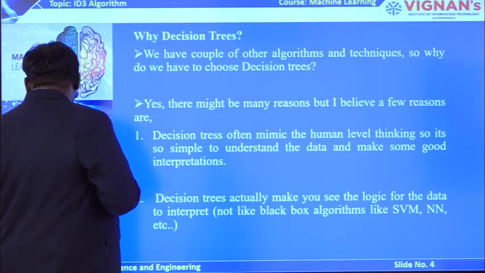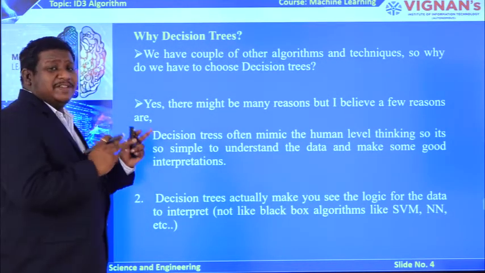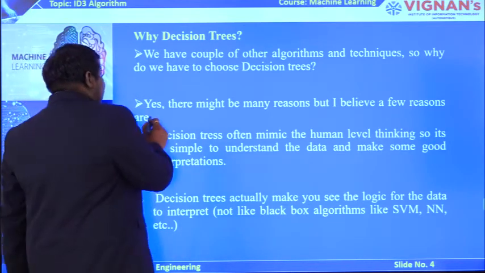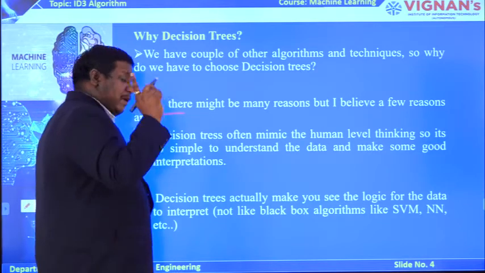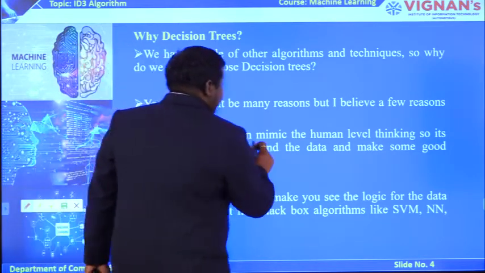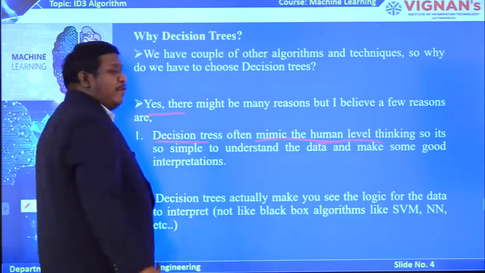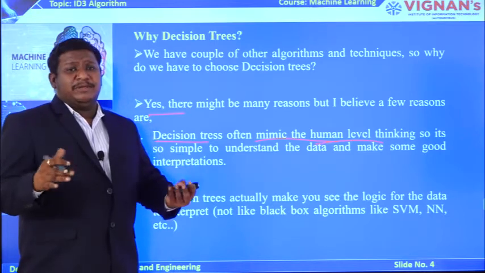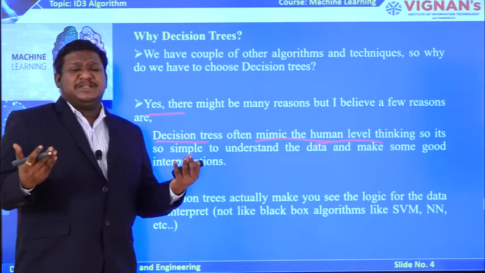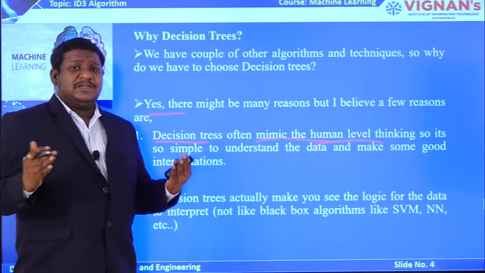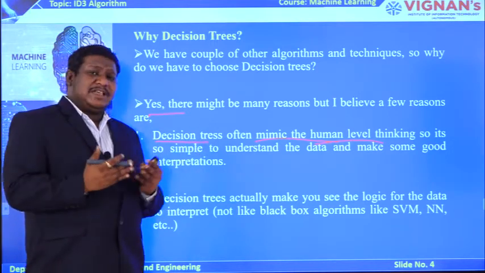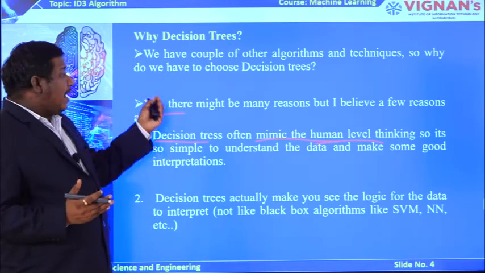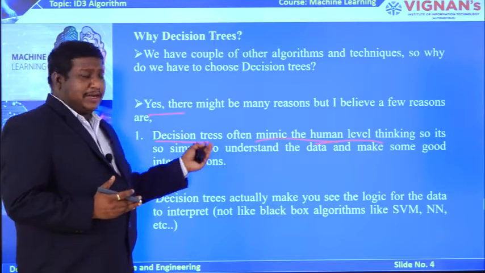So obviously the next question we will immediately get is why we need to use these decision trees. Yes, there might be several reasons, but the main reason is that decision trees often mimic human-level thinking. When we need to implement a comparison or classification, the way a human being would classify the data, in a similar fashion a decision tree also classifies the data. That is one of the advantages we get from decision trees.